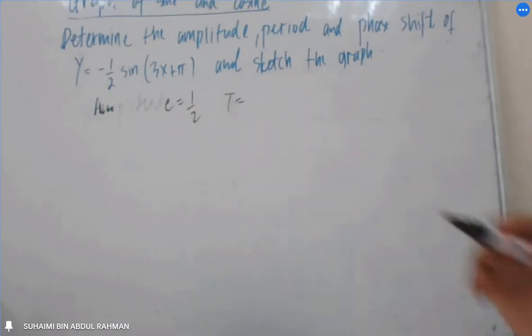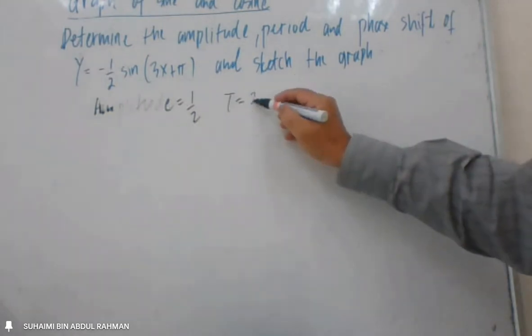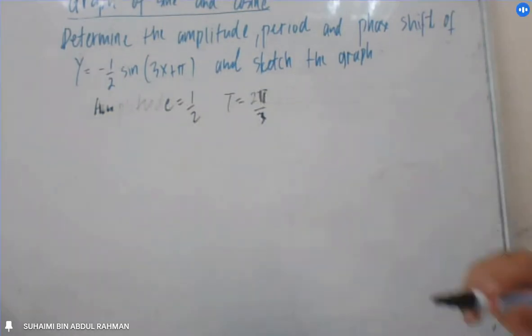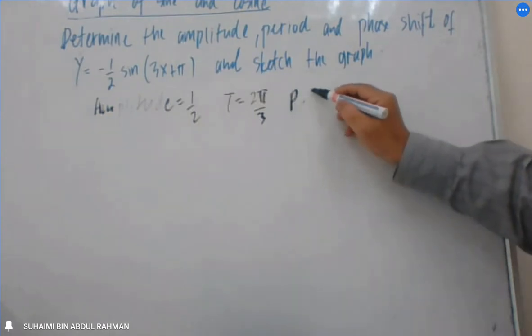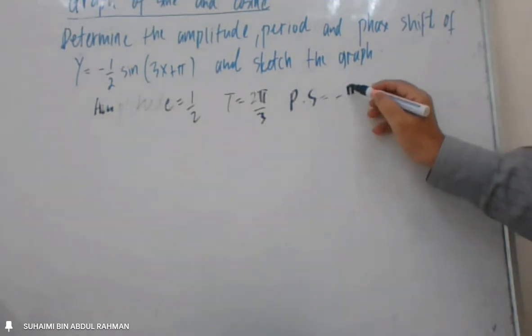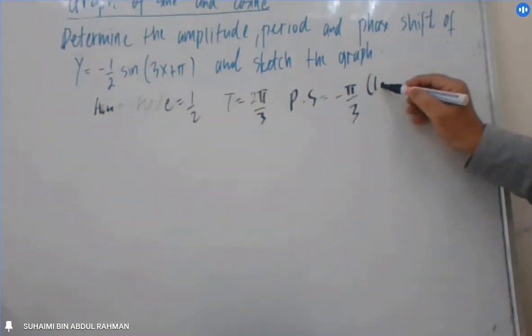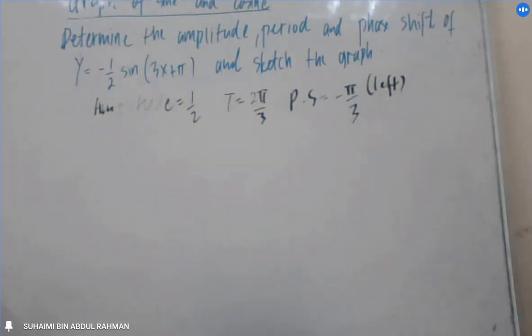Period: 2 pi over 3. Phase shift: minus pi over 3, which means that it shifts to the left.